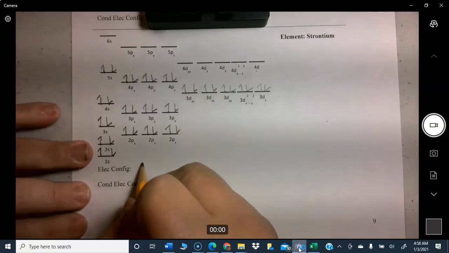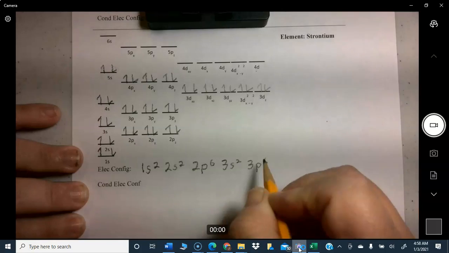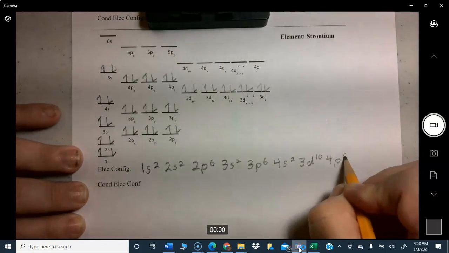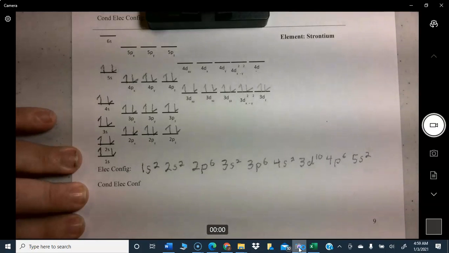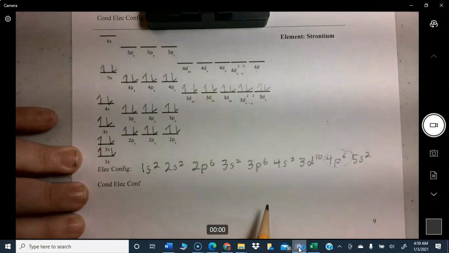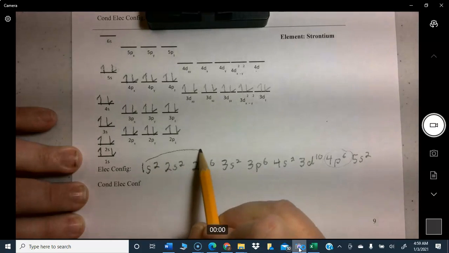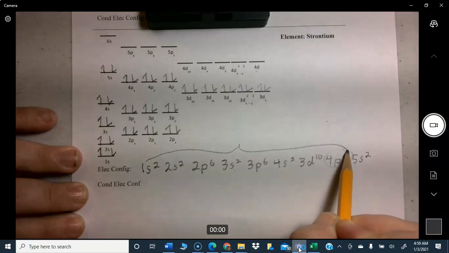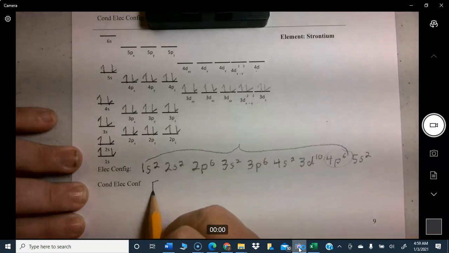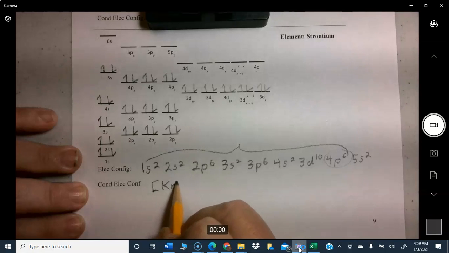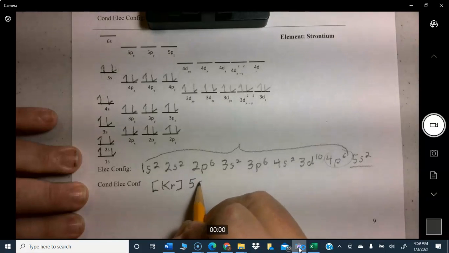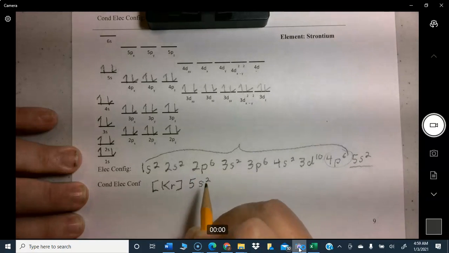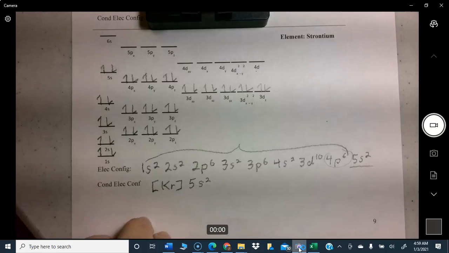Okay, so let's write it out. It's a lot of writing. But what's the largest p orbital that's filled? It's this one right here, and that's going to be krypton. So all of this can be represented as just krypton. And then all you have left over to write is just that. So that's really where the condensed electron configuration comes in handy.